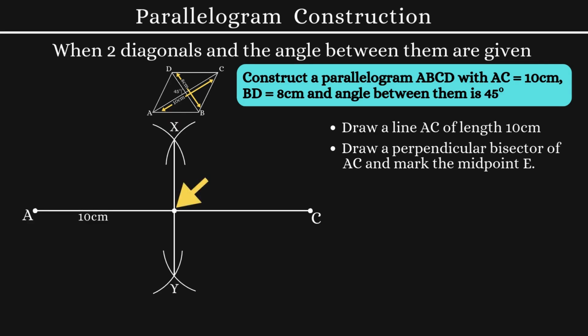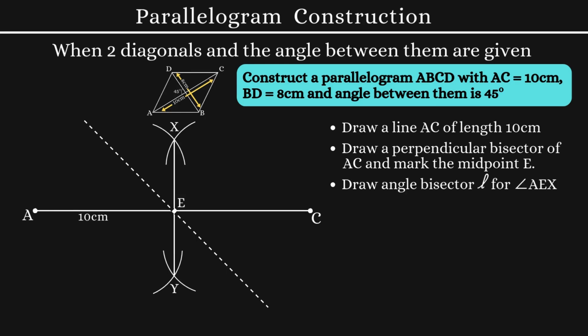Let the point of intersection be E. This point E is the midpoint of AC. So, the other diagonal has to pass through this point. We know that the angle between the diagonals is 45 degrees. This angle is 90 degrees. So, we'll construct an angle bisector for the angle AEX, which will result in 45 degrees.